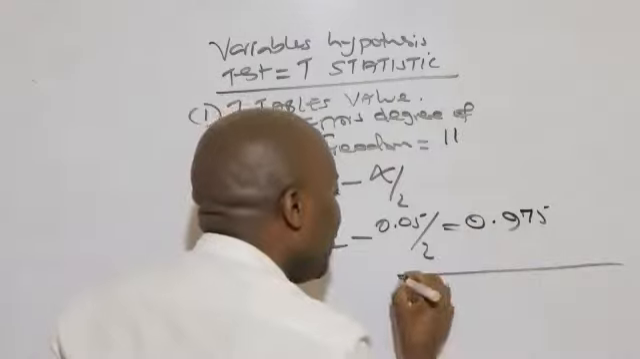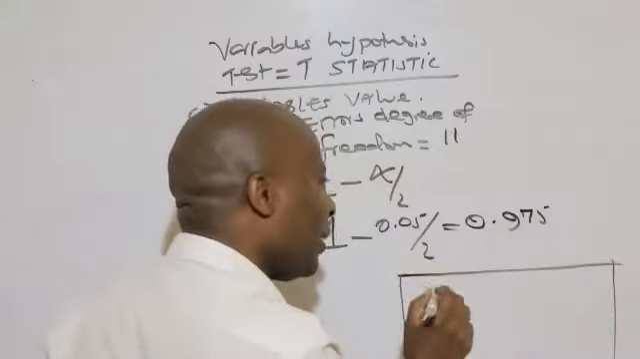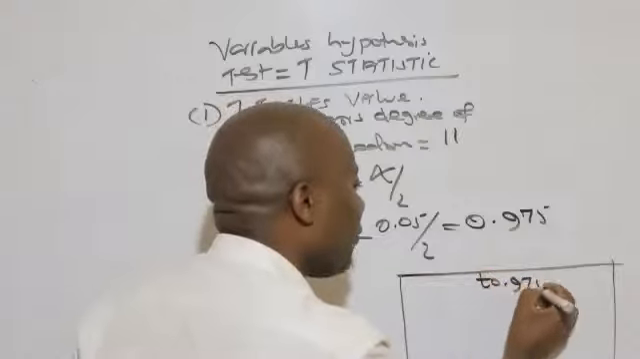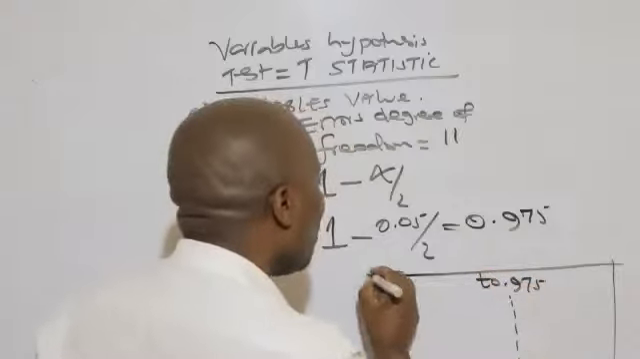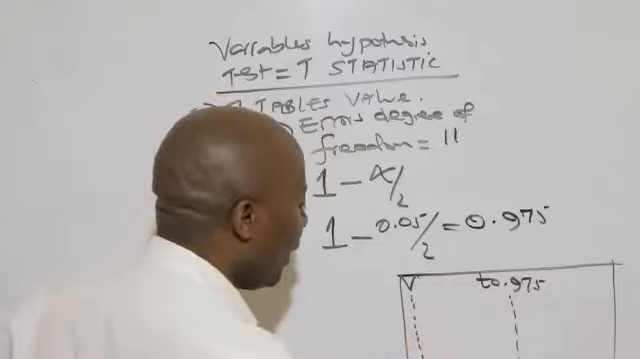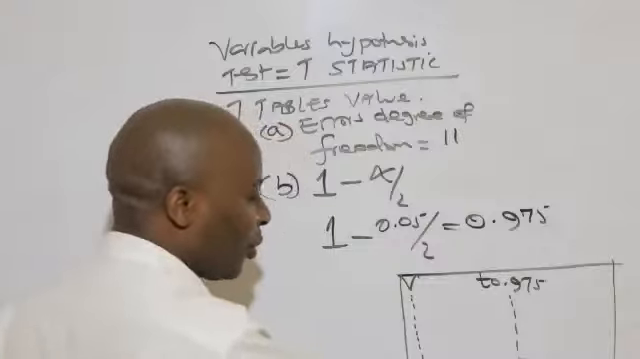Now please do me a favor. Go to your T tables. You can even download this. Go to your T tables figure. Read up here where you are able to see the T.975. You walk down to where you are able to see a column of V. V stands for degrees of freedom, 11.